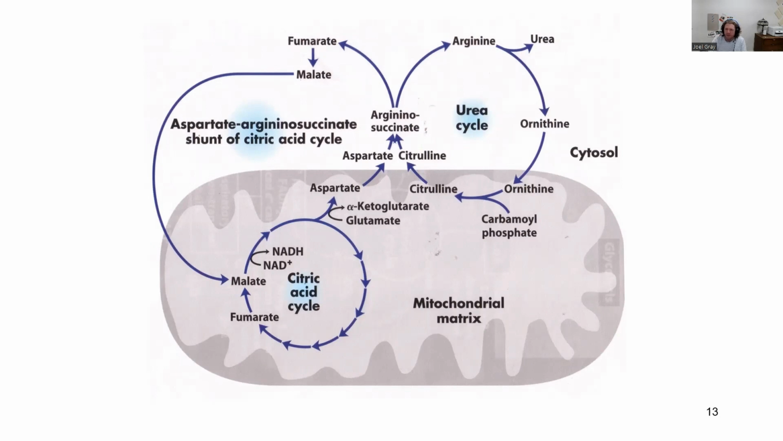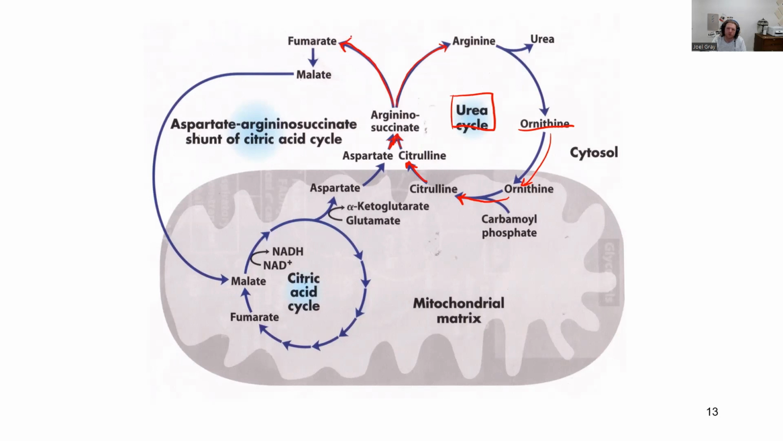Now, with that said, I really like this model right here because I think it simplifies it quite a bit, especially if you focus simply on the urea cycle. We have ornithine. Ornithine gets transported into the mitochondria. Ornithine with a molecule known as carbamoyl phosphate will make citrulline. Citrulline is going to be transported out of the mitochondria. With aspartate, citrulline will make arginosuccinate. Arginosuccinate will be broken into arginine and fumarate.